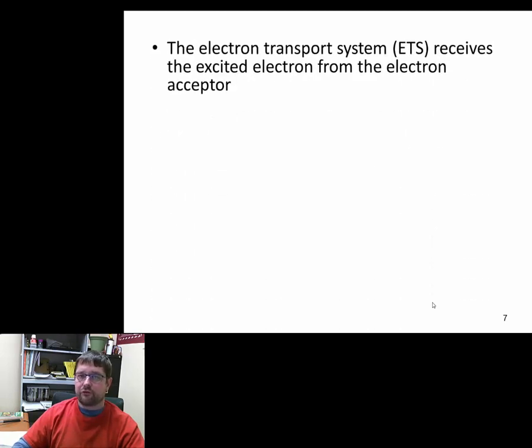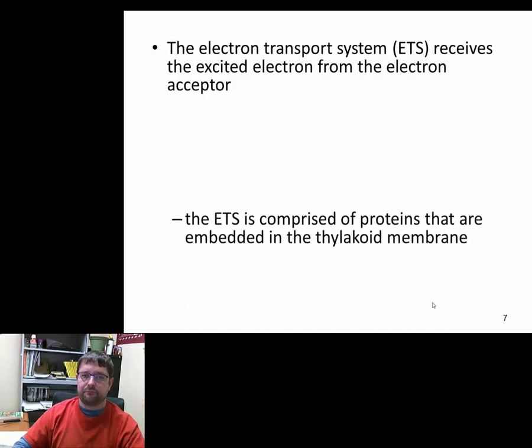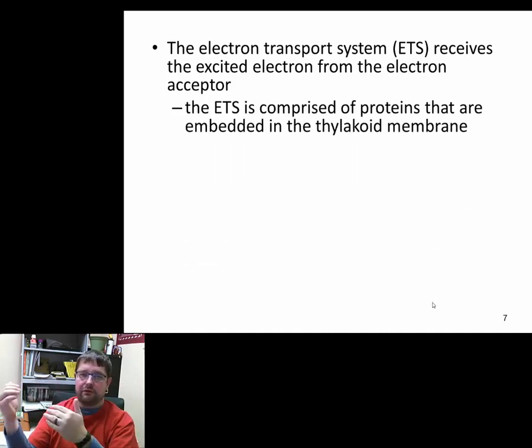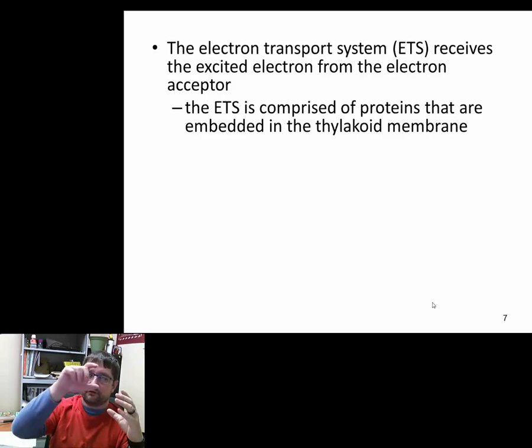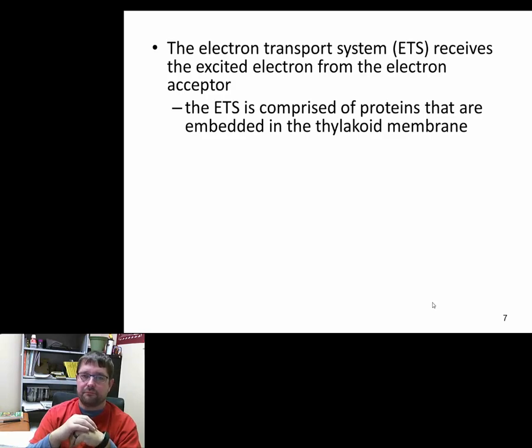All right, so that electron is going to move to the electron transport system, and then it moves down the electron transport system. And as it's moving down the electron transport system, that electron moves through proteins that are embedded in the thylakoid membrane.